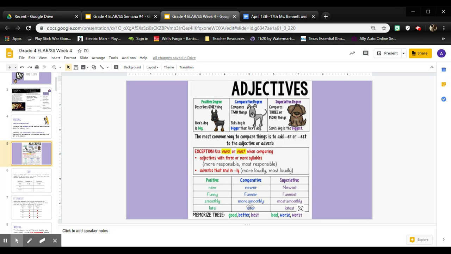Notice that the Y changes to an I. So it's FUNNI, and then I add my endings. Smoothly. Look at that. It has the LY at the end, so I'm going to do more smoothly and most smoothly. We have late. It already has an E at the end, so I'm just going to add my R and my ST. There are a few words that you have to remember. Good, better, best. Bad, worse, worst.